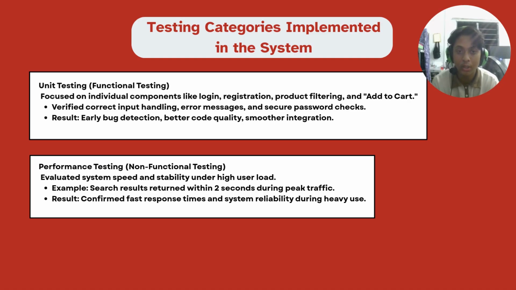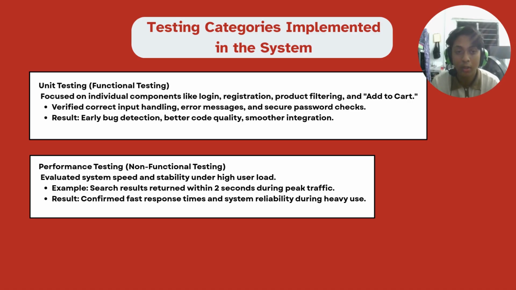So the first one is unit testing. Unit testing focuses on testing individual modules or components of the system to ensure they perform their specific tasks correctly and independently. In the CyberGo system, unit testing was applied to key features like the user login, registration, product filtering, and the add to cart functionality.